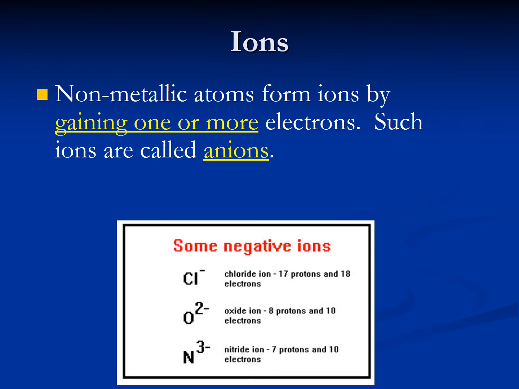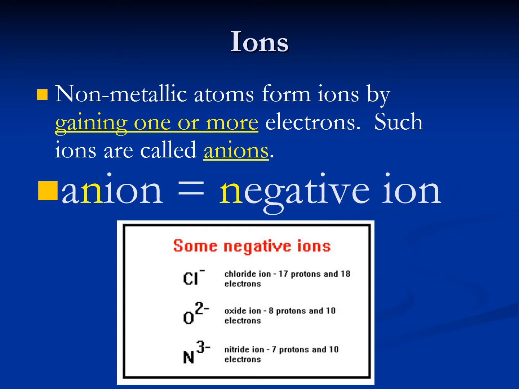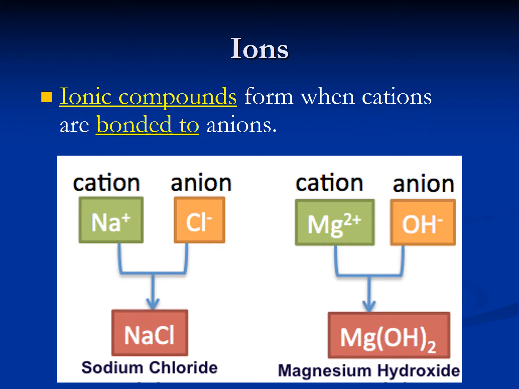The nonmetals tend to form ions by gaining one or more electrons. Such ions are called anions. The N in anion and the N in negative seem to be a good way for me to remember those two terms go together. So ionic compounds can form when cations are bonded to anions. They are electrically charged and attracted to each other.